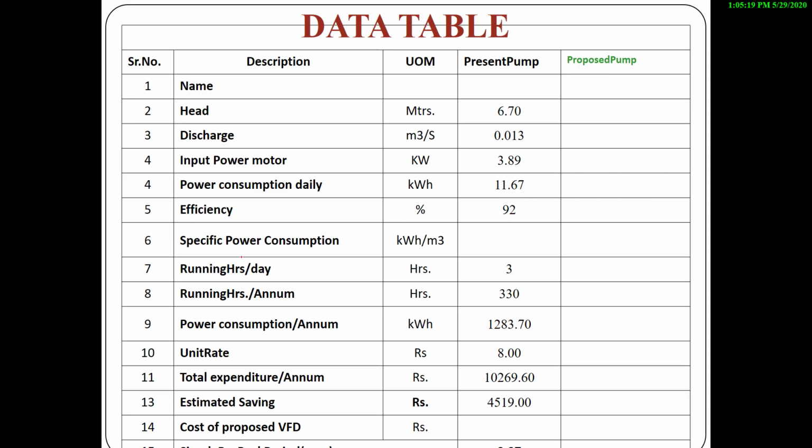DC motor. And this is the basic data table that can be analyzed or compared when performing any energy auditing or energy management, energy observation, that is, energy saving or consumption observation. These are the parameters, with descriptions, to be considered or monitored: name, head, discharge, input power, power consumption on a daily, weekly or monthly basis, efficiency, specific power consumption, running hours per day, running hours per annum, power consumption per annum, unit rate, total expenditure per annum.